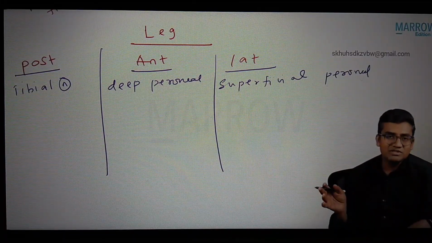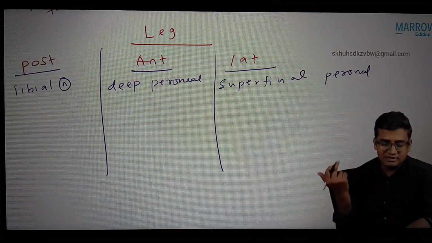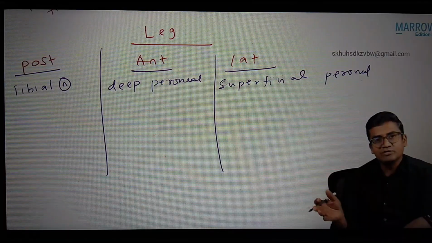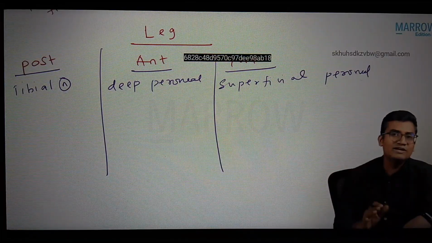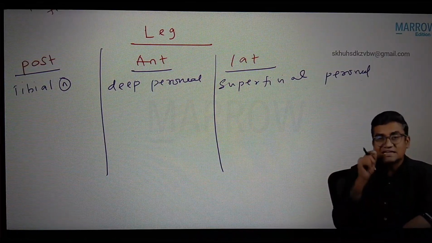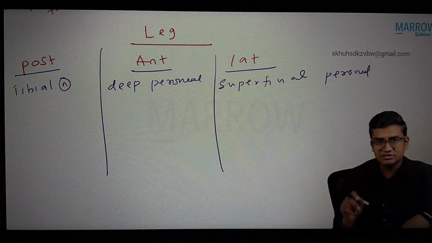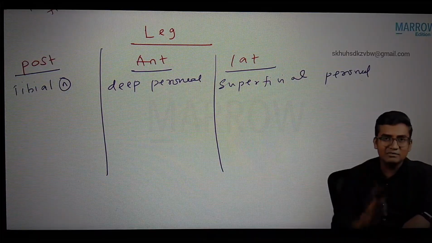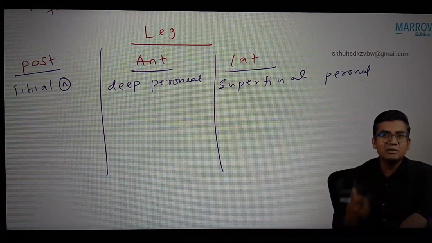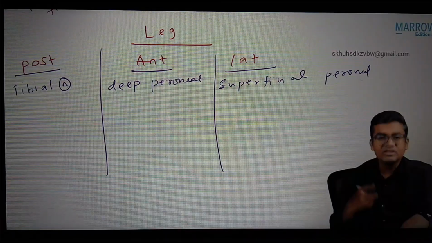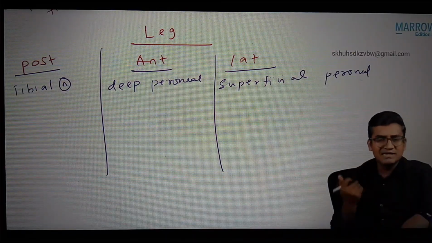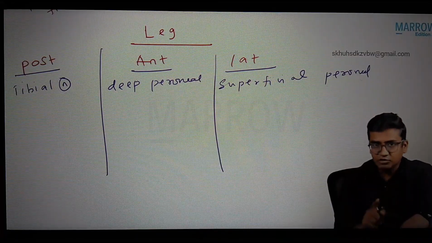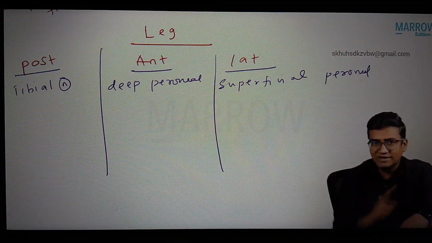So we have three compartments of the leg: posterior compartment, tibial nerve; anterior compartment, deep peroneal nerve; and lateral compartment, superficial peroneal nerve. Each compartment has its own nerve supply. Please remember, there is no overlapping, there is no exception. All the muscles in the posterior compartment are supplied only by the tibial nerve. All the muscles in the anterior compartment are supplied only by the deep peroneal nerve. All the muscles in the lateral compartment are supplied only by the superficial peroneal nerve. I told you, there is no overlapping, there is no exception.